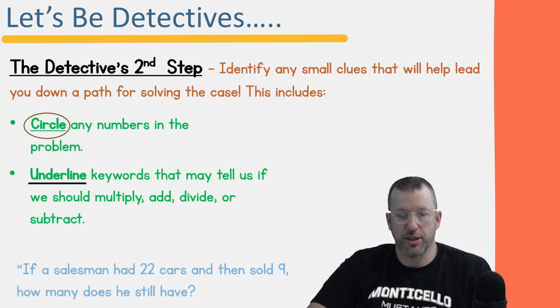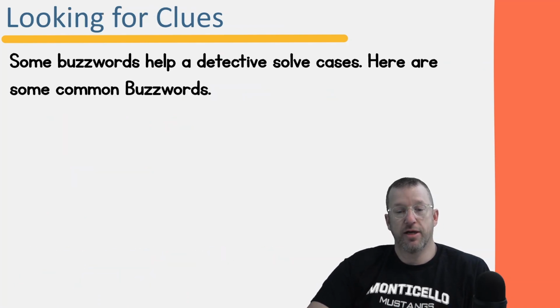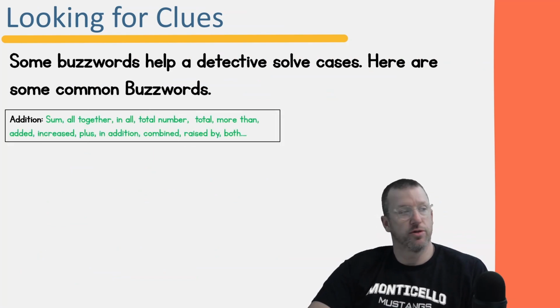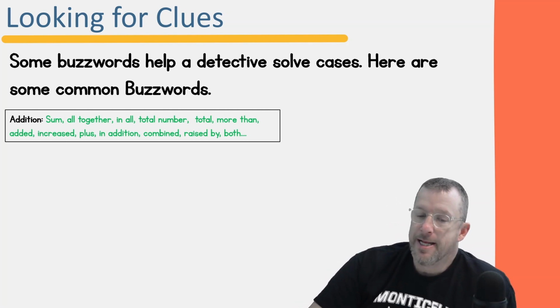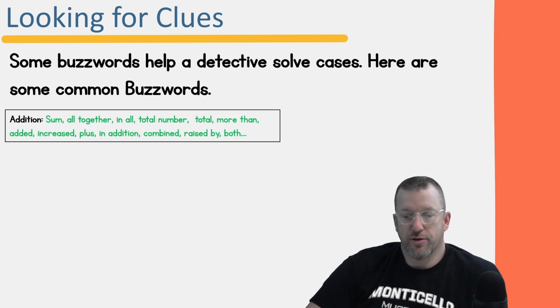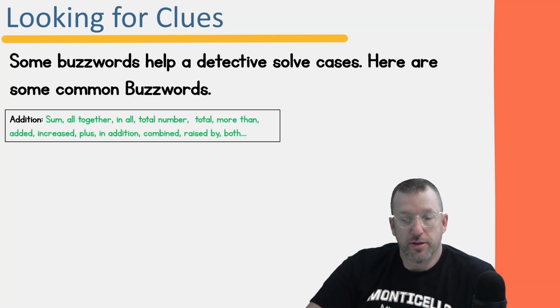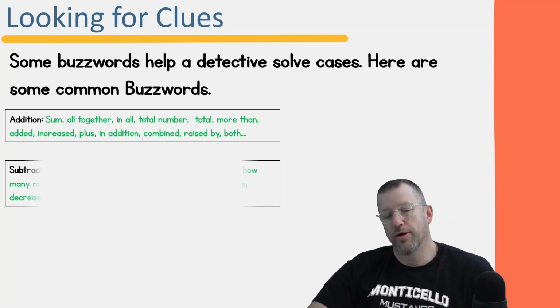Keywords are buzzwords. We're going to look at our problem here in a second. Some buzzwords help a detective solve cases. Here's an example of some buzzwords. You've seen them in other videos and probably dealt with them ever since 2nd or 3rd grade. For addition, these are all buzzwords: altogether, the sum of, the total number, added to, or it was increased by. These are all addition, and there's a ton more.